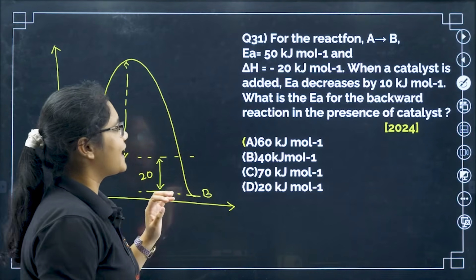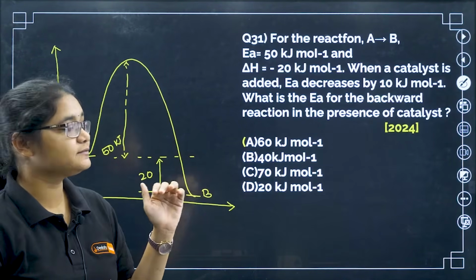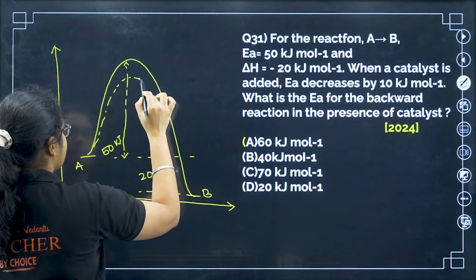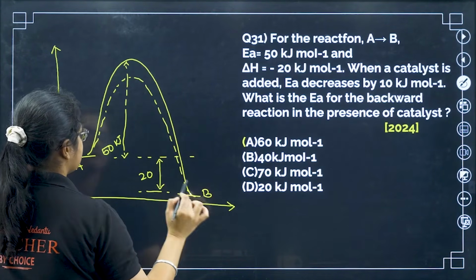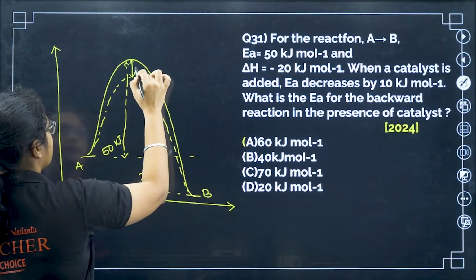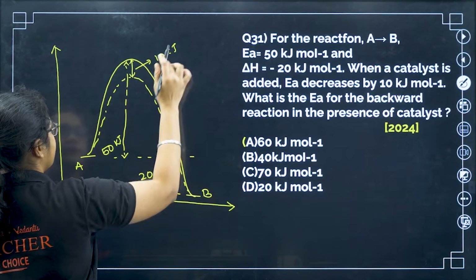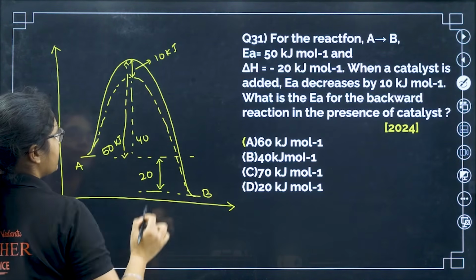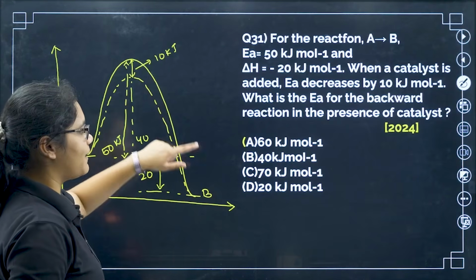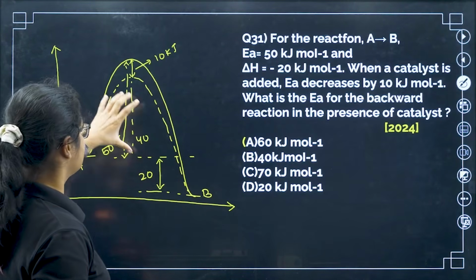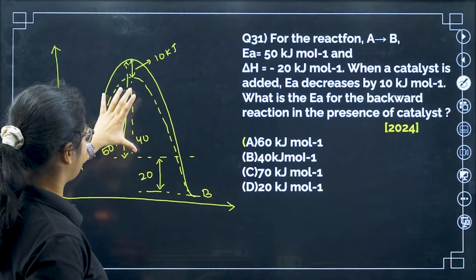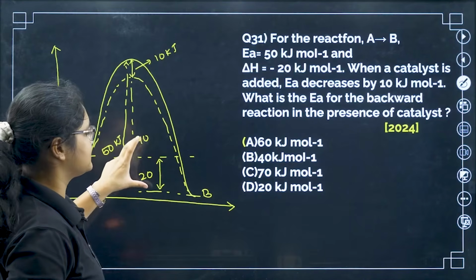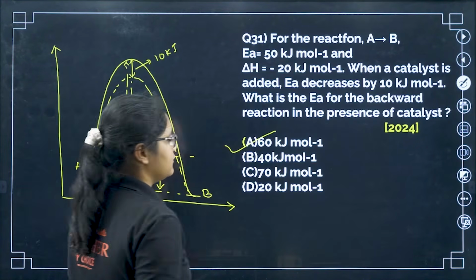Next, when a catalyst is added, the Ea decreases by 10 kilojoule per mole. So when a catalyst is added, this Ea will decrease by how much? By 10 kilojoule per mole. So what is this value? This is now 40. The question asks for the Ea for the backward reaction in presence of the catalyst. So for the backward reaction, 40 plus 20, so the total energy for the backward reaction is 60. So that is option number A here.